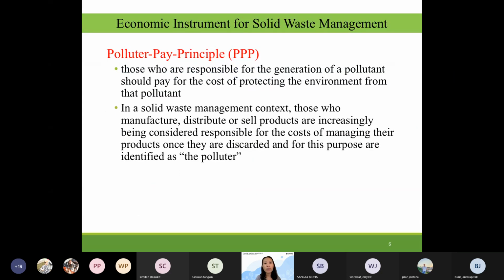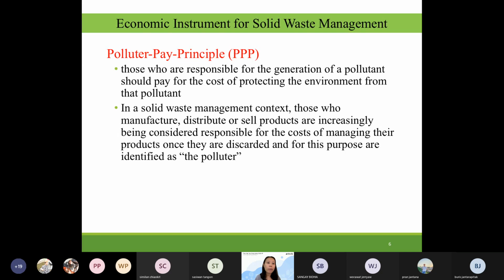The economic instruments, they have many economic instruments for the environmental cost, right? But related to solid waste management, I will show you only 2 or 3 strategies or instruments for waste management, like the polluter pay principle. I gave you some information last week to learn about the polluter pay principle.